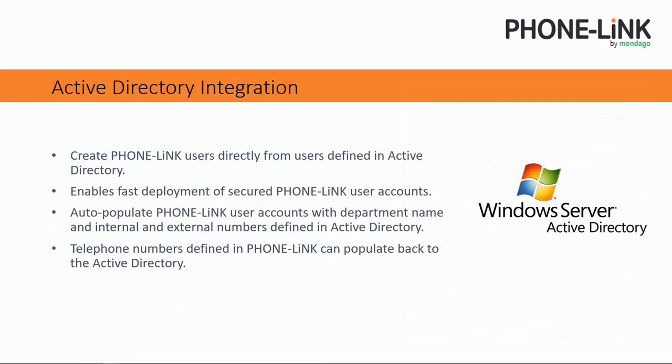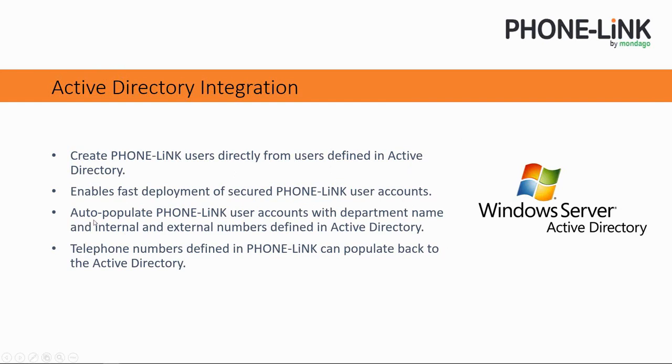Next, I'm going to talk about Active Directory. So if you have customers where they've got a large number of users, there is an optional additional license that you can purchase, which is called the Active Directory integration. And what it will allow you to do is to create PhoneLink users from information that's stored in the customer's Active Directory system. This is quite useful because it allows you to very, very quickly deploy a large number of users into PhoneLink when you first install it.